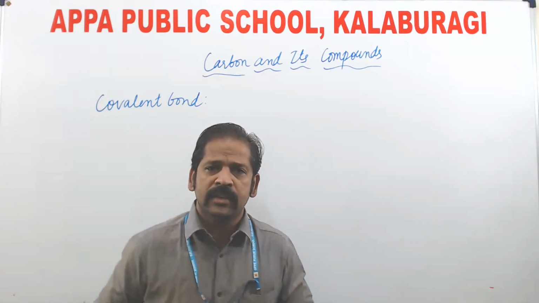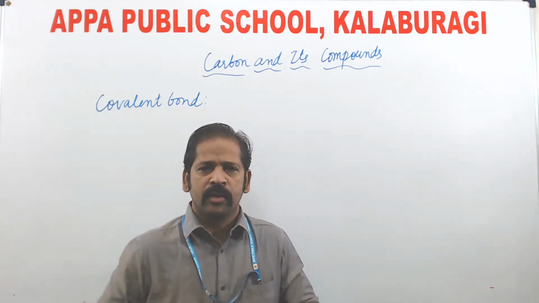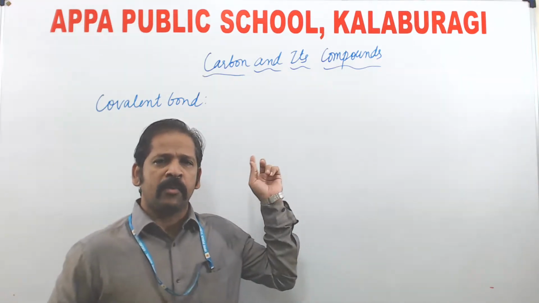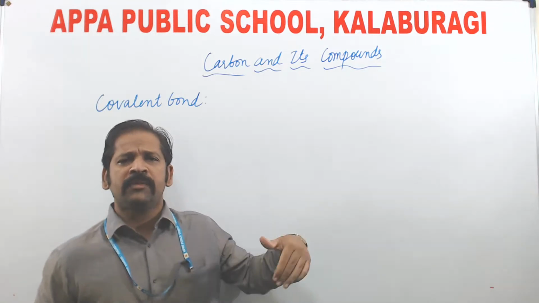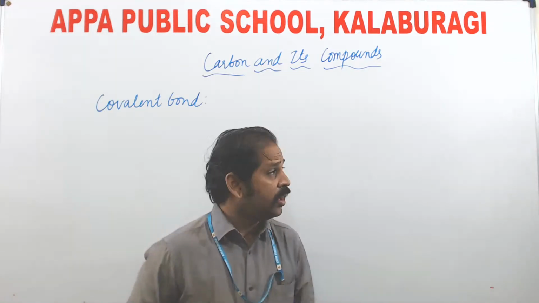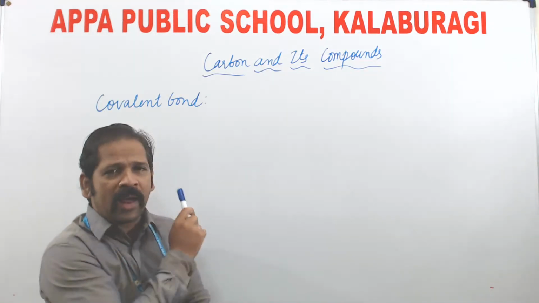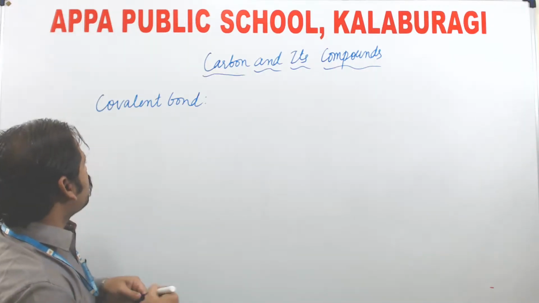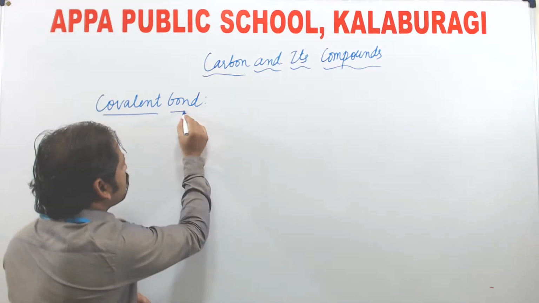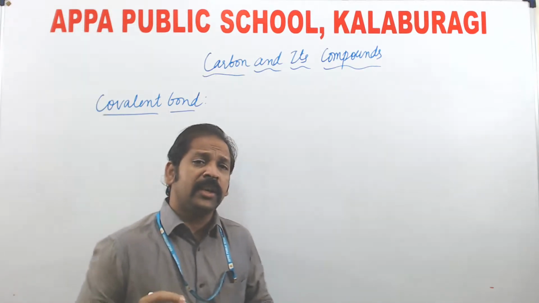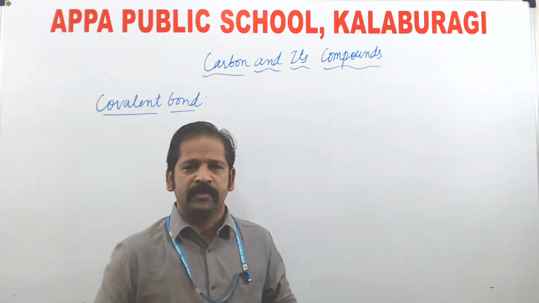In the earlier classes, we studied the ionic bond. Today, we are going to discuss the covalent bond. In the ionic bond, the transfer of electrons was taking place. In the covalent bond, there is a difference. What difference is there? Sharing of electrons will be there.